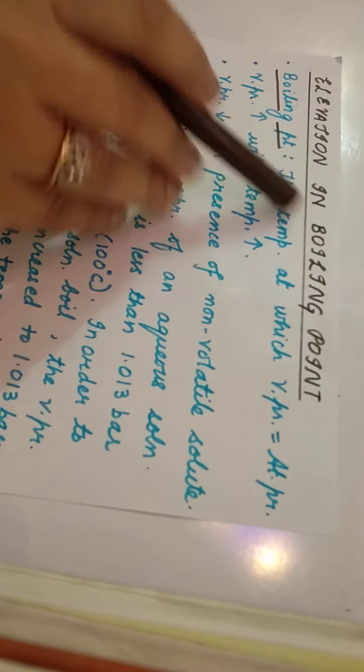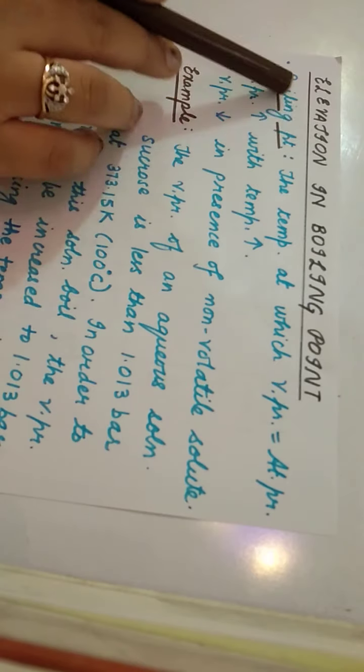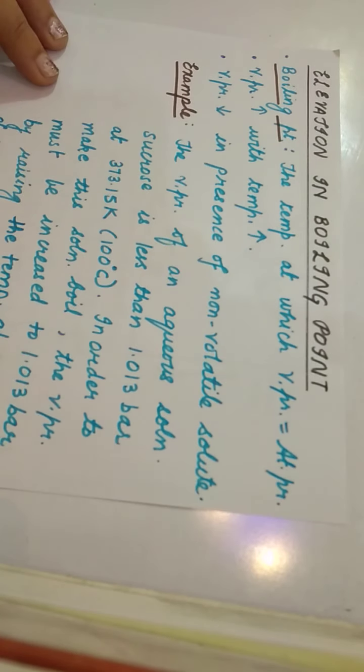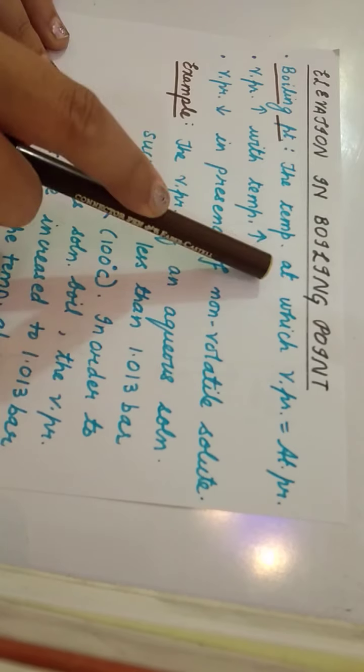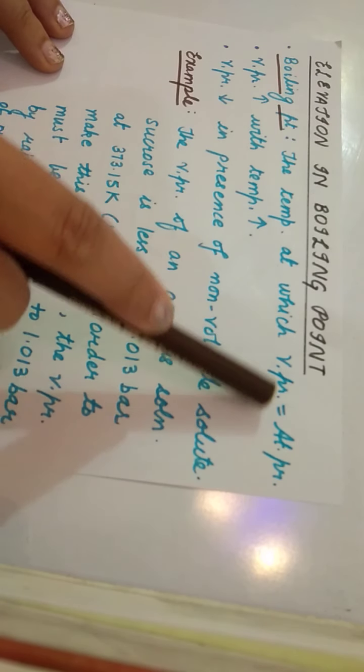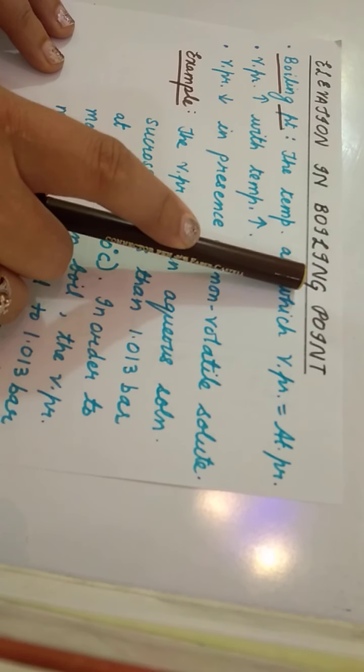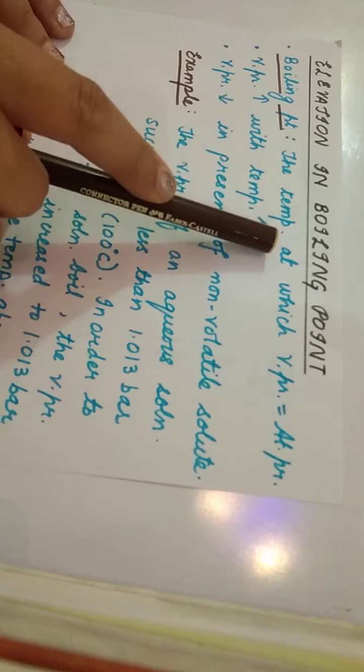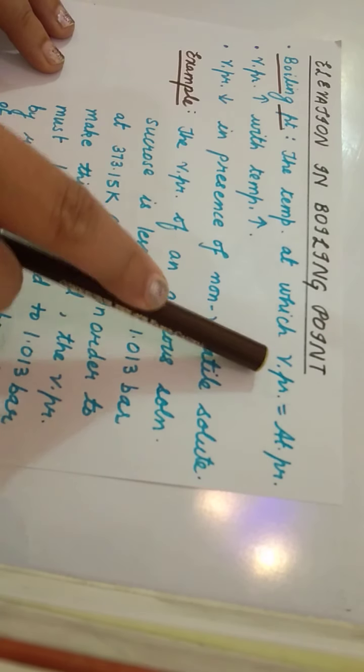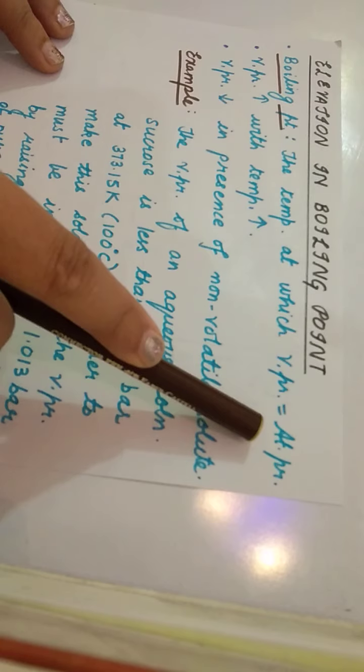The topic we'll be doing in class 12 chemistry, chapter 2, Solutions, is elevation in boiling point. Before moving to elevation in boiling point, children, firstly we will try to know what boiling point is. Boiling point is the temperature at which vapor pressure is equal to atmospheric pressure. This one you have done, children, in class 9th also. It is the temperature at which vapor pressure is equal to the atmospheric pressure.